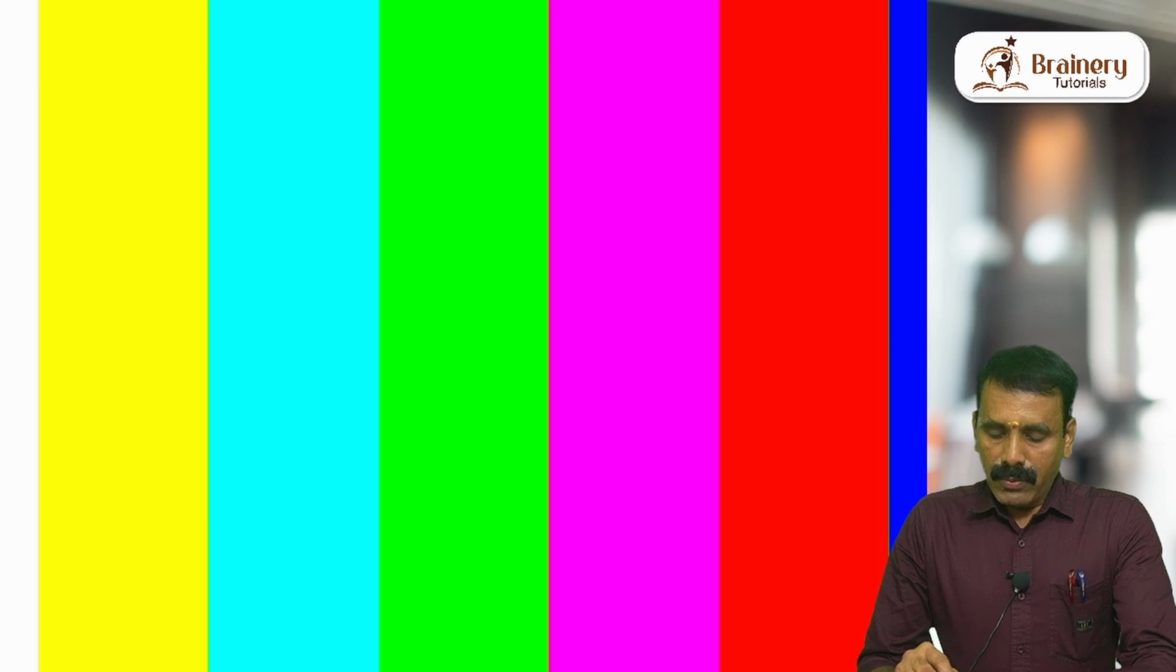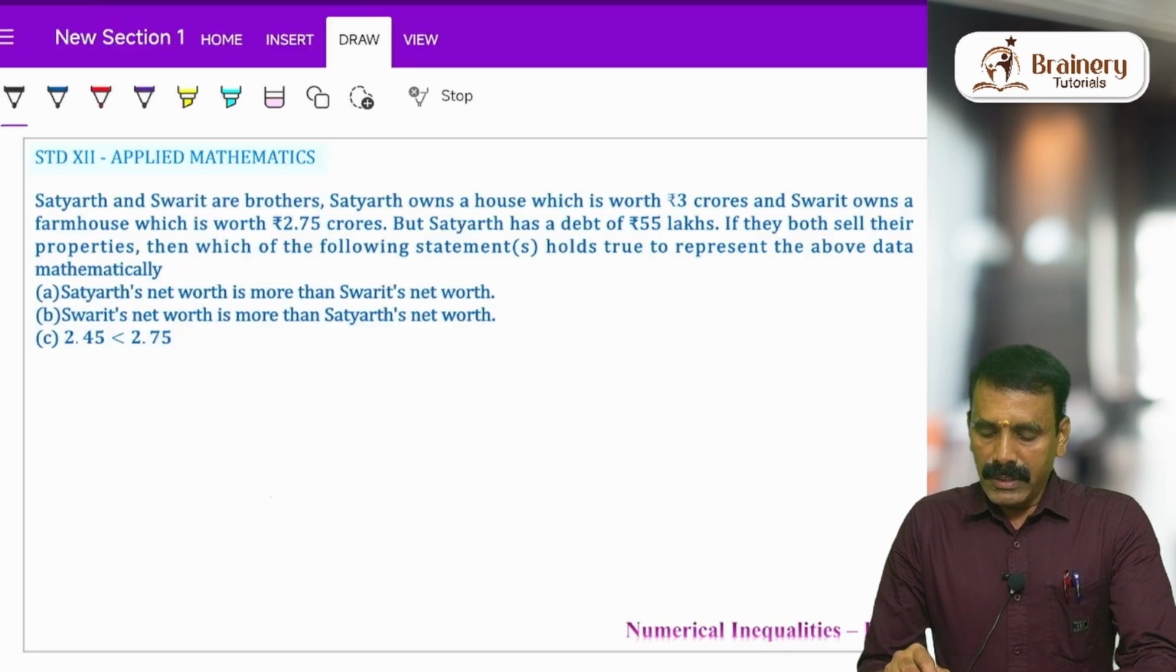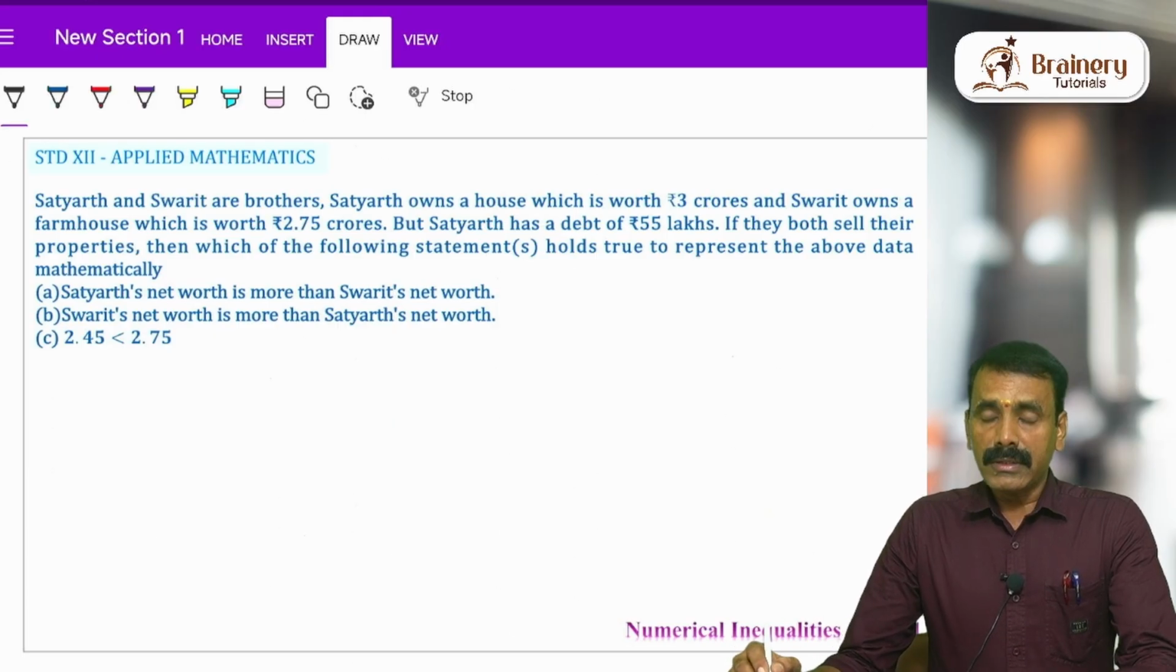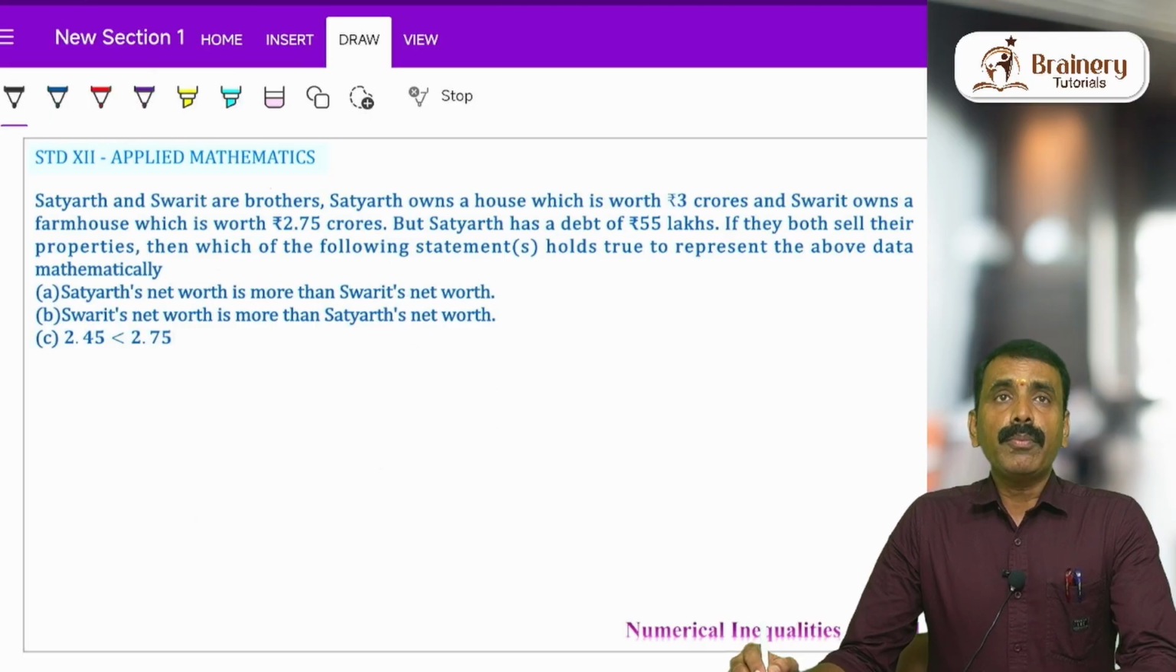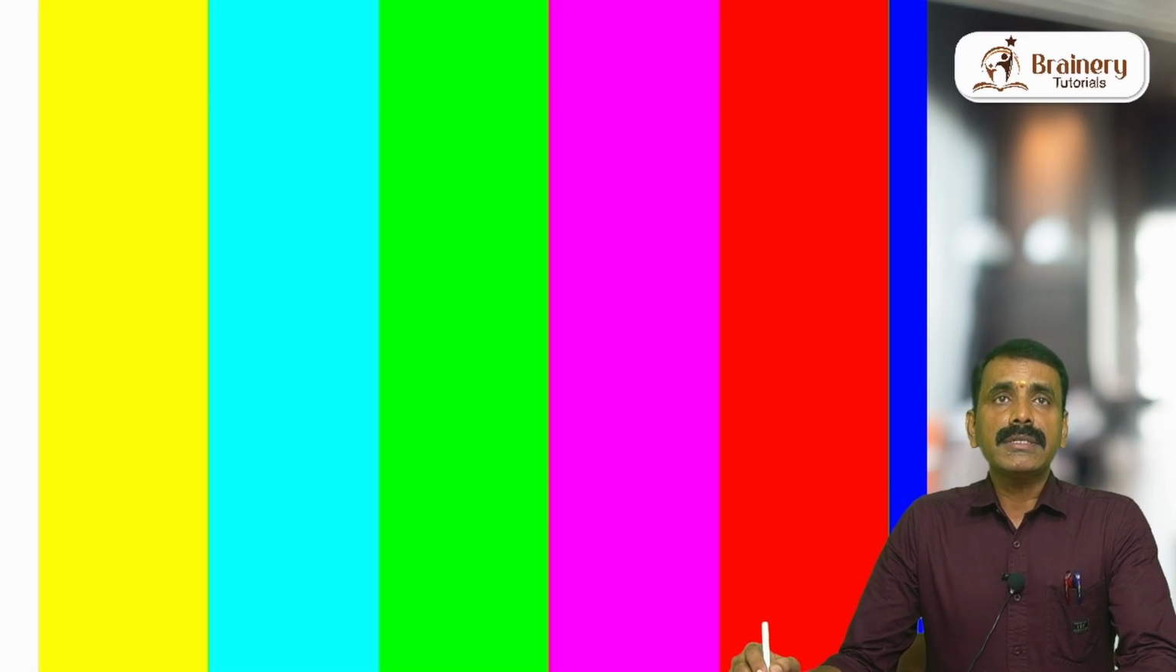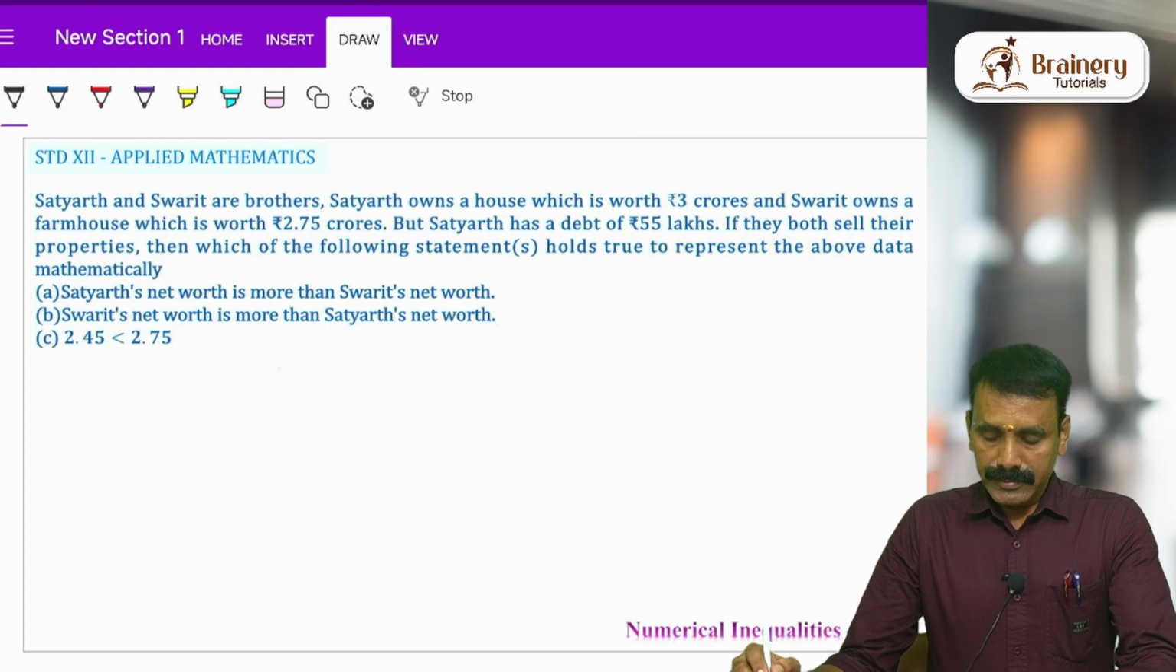Satyarth's net worth is more than Swarit's net worth. Okay. So Swarit's net worth is more than Satyarth's net worth. And next, the last one is 2.45 is less than 2.75.